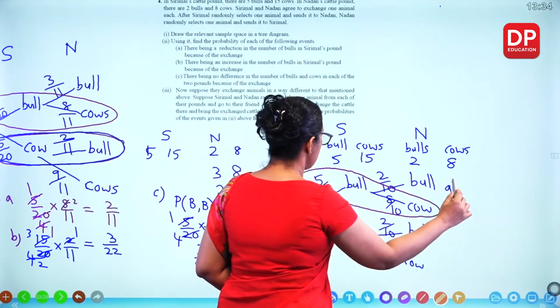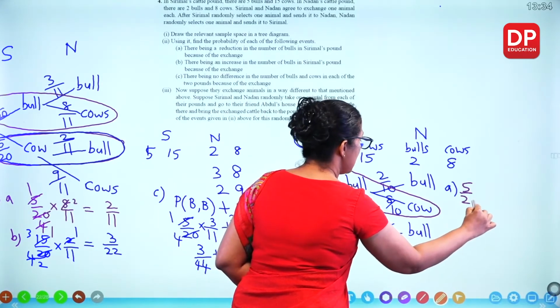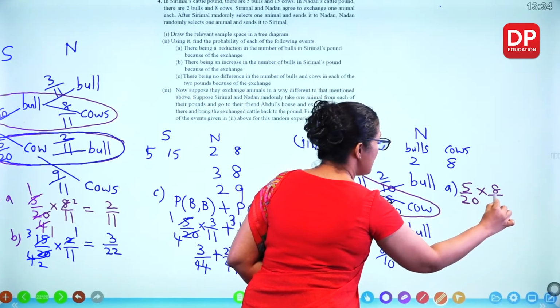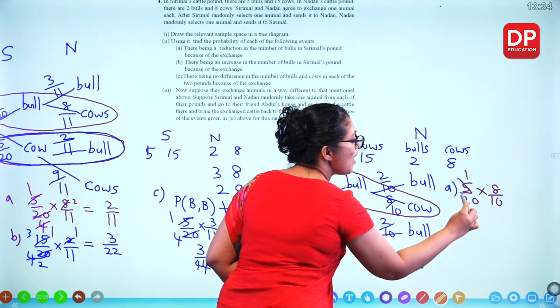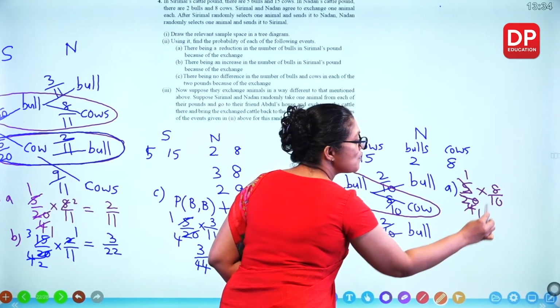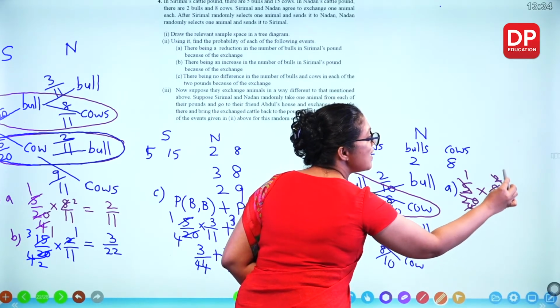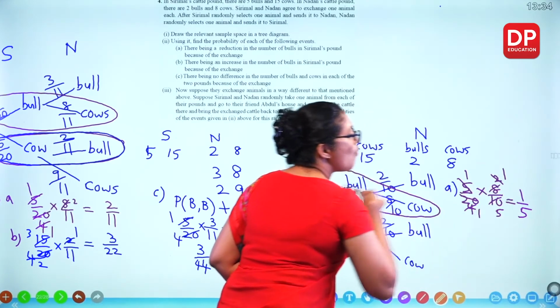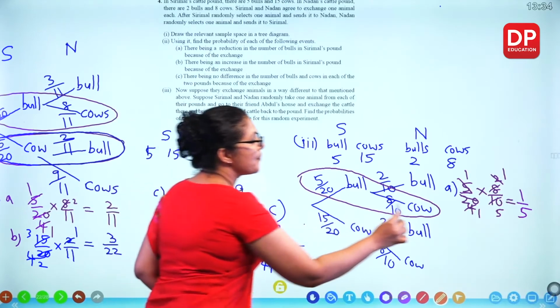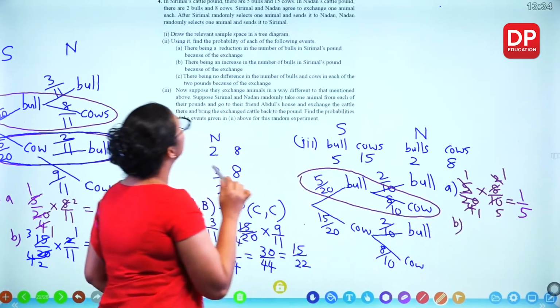So first part 5/20 into 8/10. So when you simplify, what you get? 5 times 1, 5 times 4, 4 times 1, 4 times 2, and then 1 and 5. So the probability is 1/5.